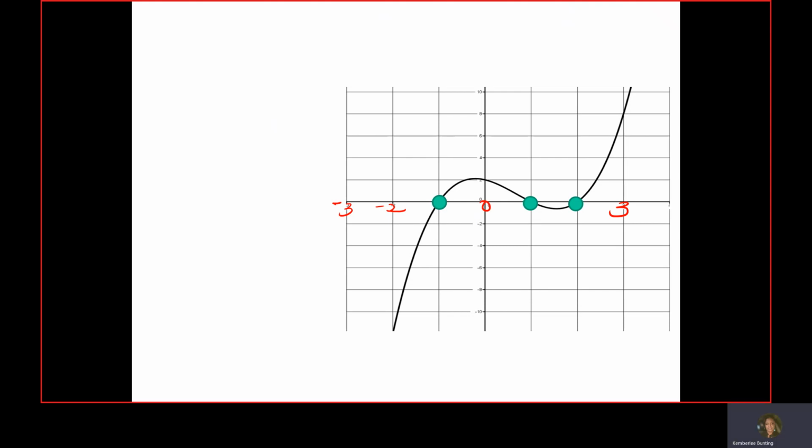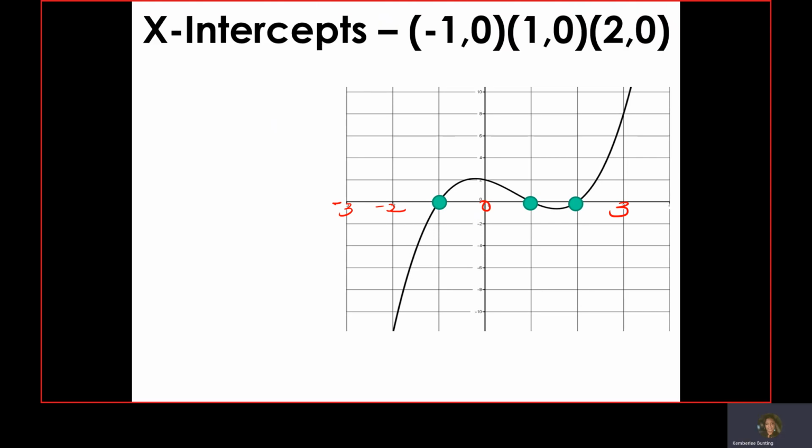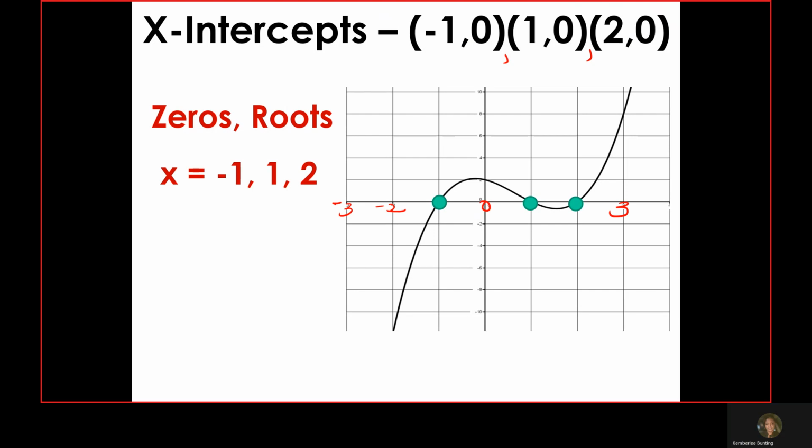What are my zeros? And 2. Very good. My zeros are -1, 1, and 2. What are my x-intercepts? -1, 0. Remember, you got to give me a point. My x-intercepts are located at -1, 0, 1, 0, and 2, 0, right? But my roots and my zeros naturally would just be -1, 1, and 2. Make sense? Okay.